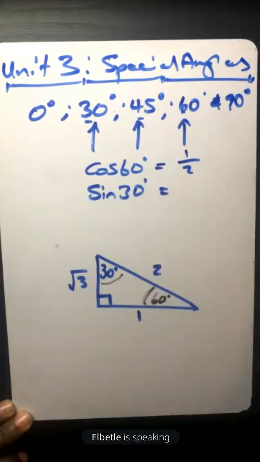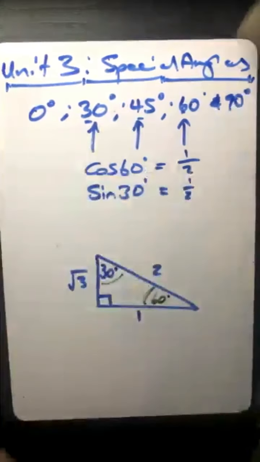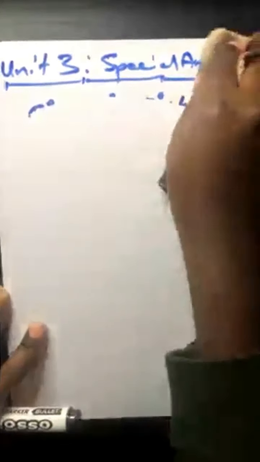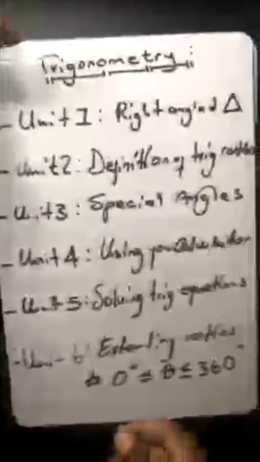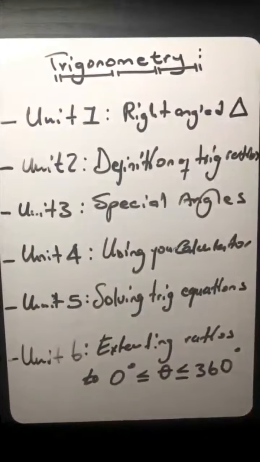1 over 2 as well. So that means we are now on the same page with regards to special angles, and again on how to use those special angles. So now let's get to unit 4, which is using your calculator.